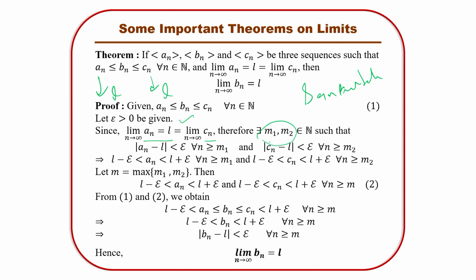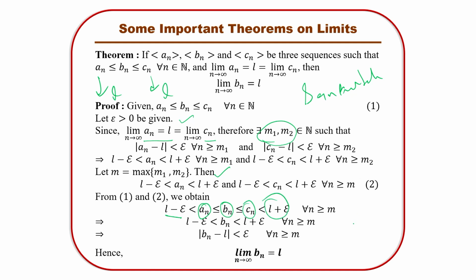Therefore, there exist two natural numbers m1 and m2, for which, taking the maximum of m1 and m2, this will lead to L minus epsilon is less than an is less than L plus epsilon, and similarly L minus epsilon is less than cn is less than L plus epsilon. Merge both equations and it comes out L minus epsilon is less than an, less than or equal to bn, less than or equal to cn, and less than L plus epsilon.